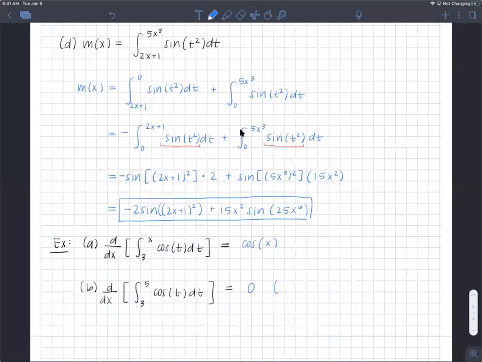So remember that definite integrals are just numbers. And so technically what you're doing here is you're differentiating a constant, which will give you 0.